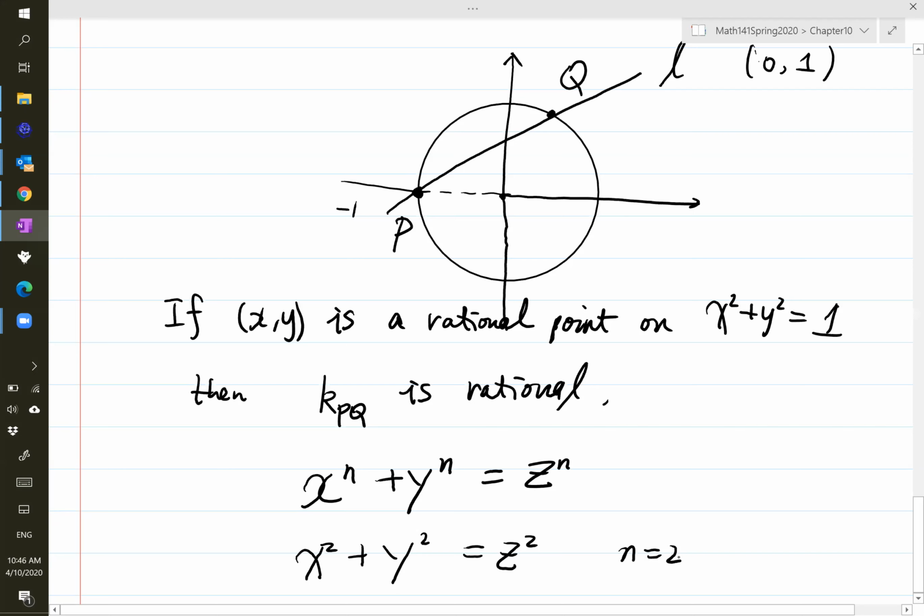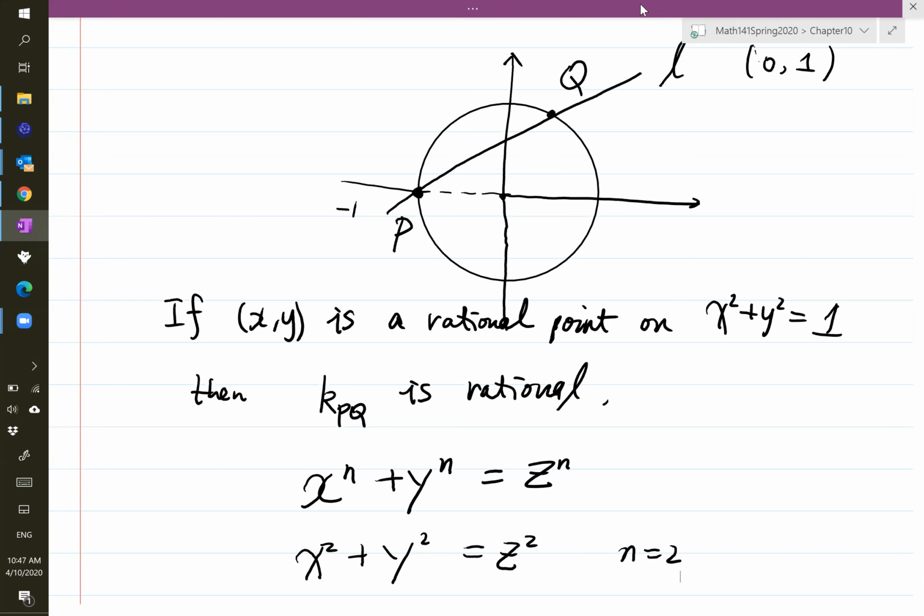Next time we will describe how we get the complete solution, all rational points on the unit circle, using this kind of idea. Okay, let me just stop here and continue on Monday.